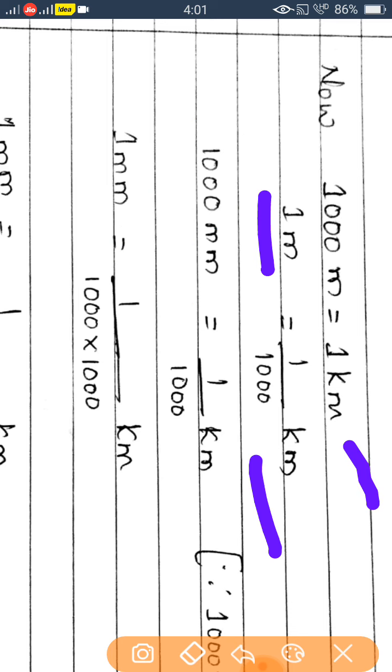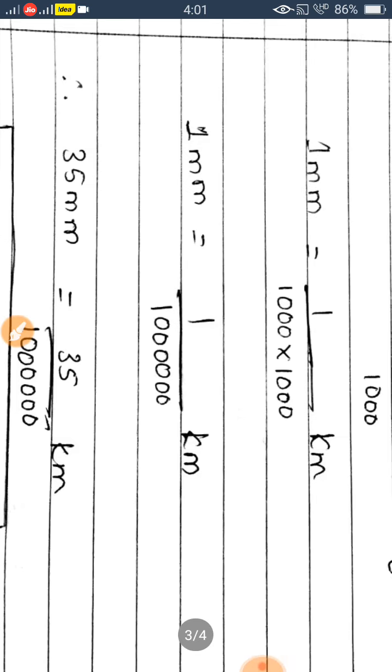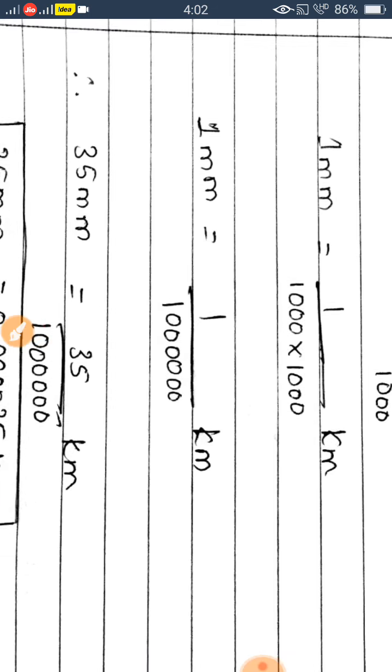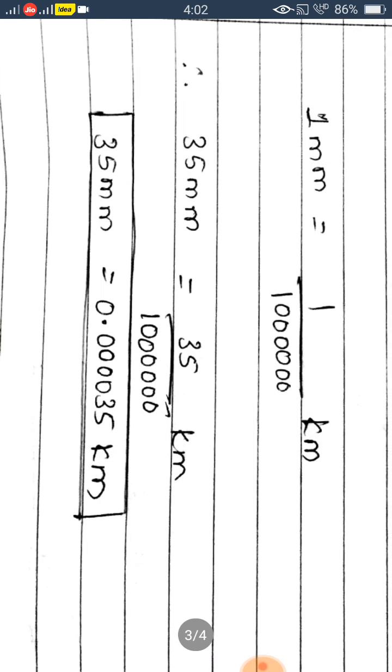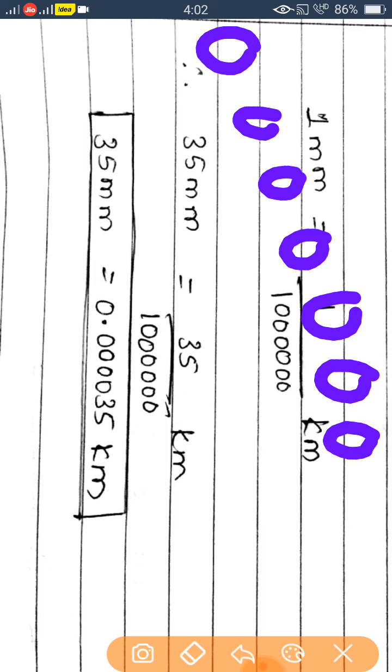1 by 1000 into 1000 means, don't multiply 1000 into 1000, just count the number of zeros: 1, 2, 3, 4, 5, 6. So write 1 and count the number of zeros, 1, 2, 3, 4, 5, 6 zeros. Don't multiply. Now 1 millimeter is 1 by 10 lakh kilometer. So 35 millimeter is equal to 35 by 10 lakh. So we need 6 zeros, no?